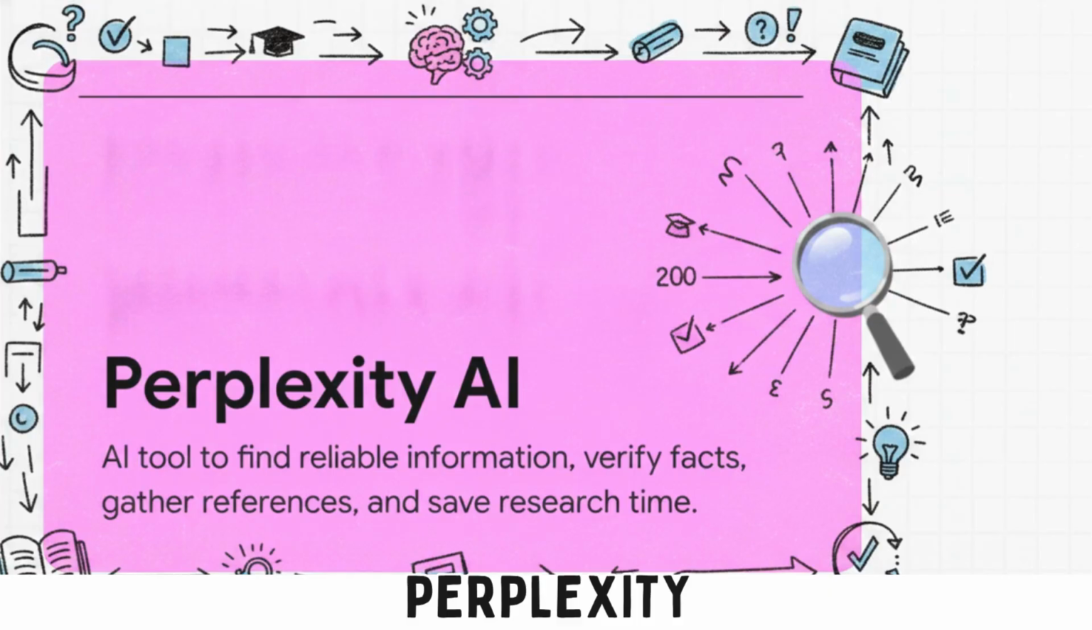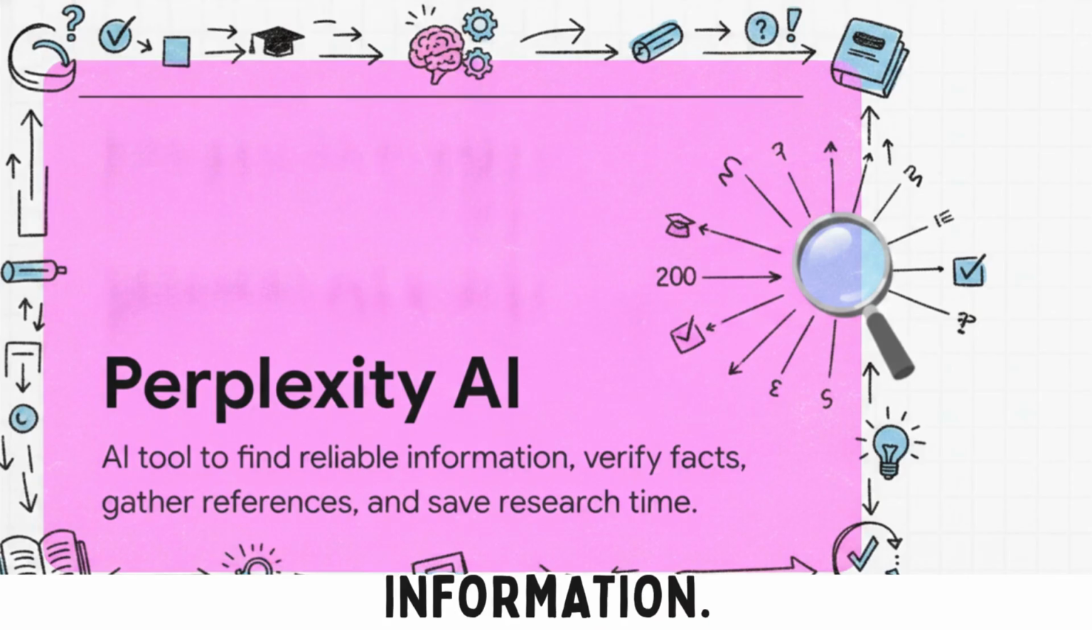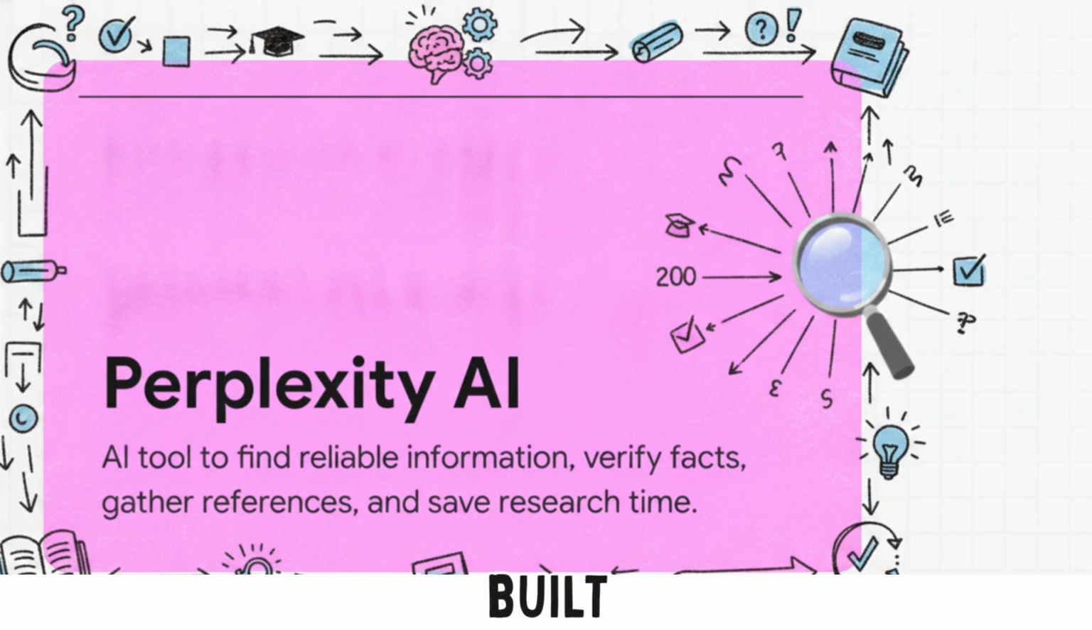Next up is Perplexity AI. You can think of this one as your tireless, lightning-fast research assistant. See, while ChatGPT handles the creative brainstorming, Perplexity goes out and finds reliable information, verifies your facts, and gathers actual citations. For a beginner, this is a total game changer. It ensures your project is built on accurate data and literally saves you hours and hours of manual digging.